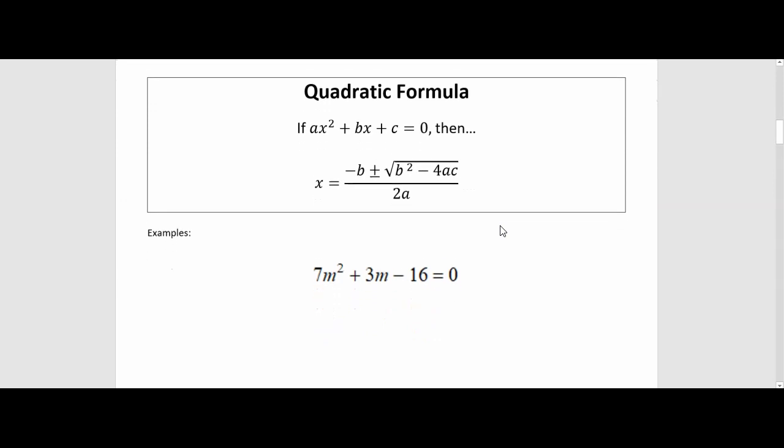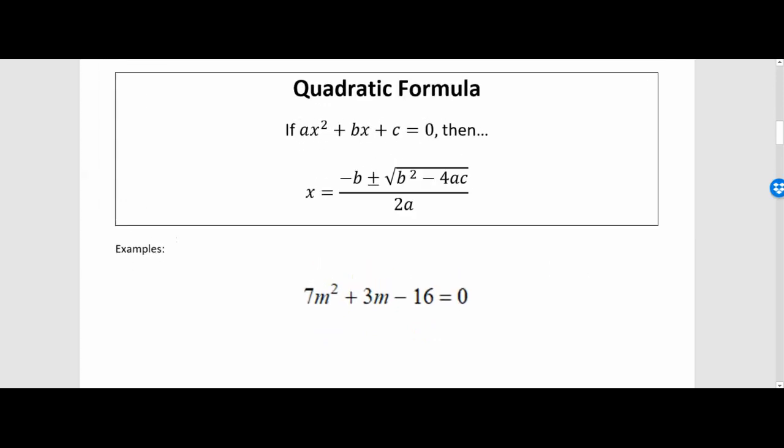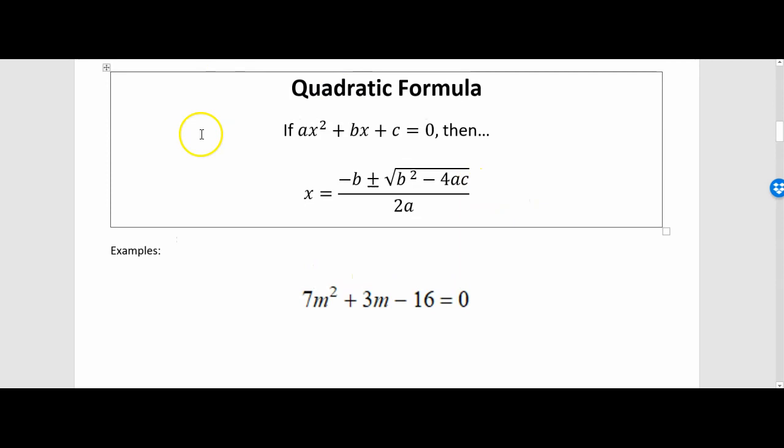Here it is right here. We're not going to prove why this works. That's something for a higher level math class. So we are just going to memorize it. And the more you use it, the easier it will become to memorize. I know it looks very complicated when you first look at this, but once we break it down, hopefully it becomes a bit more straightforward.